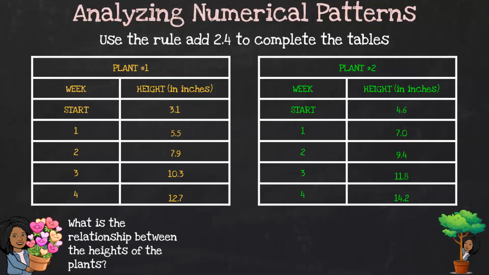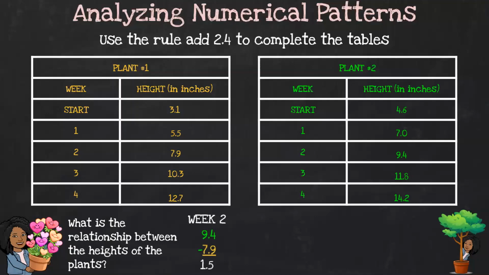It might not always be plants. You just may be comparing two sets of numbers. So what we have to do is compare the heights of both plants in any given week other than the starting point. So we can compare week 1, 2, 3, or 4. First, let's compare week 2.